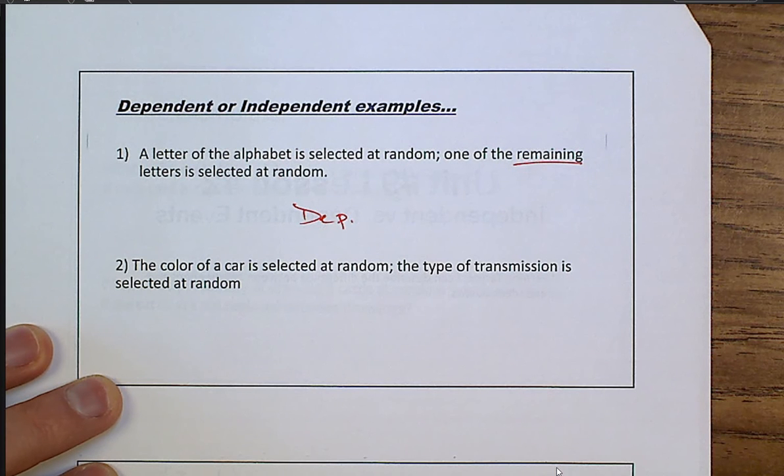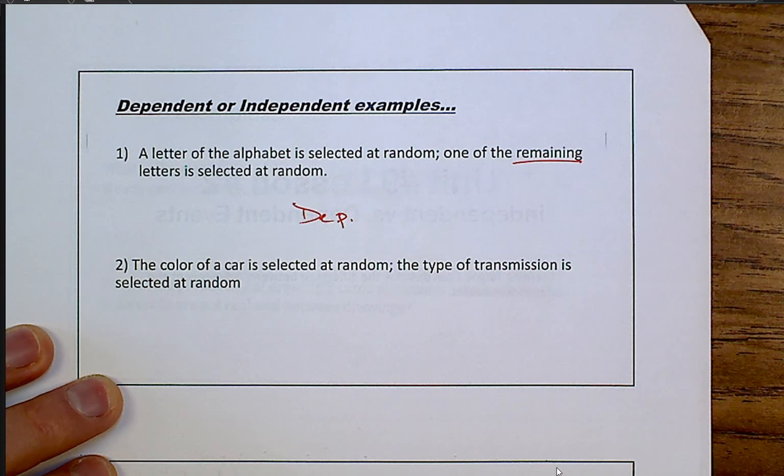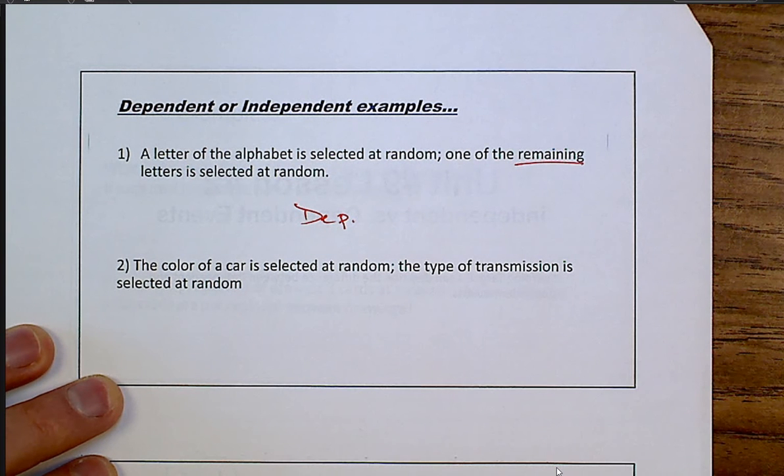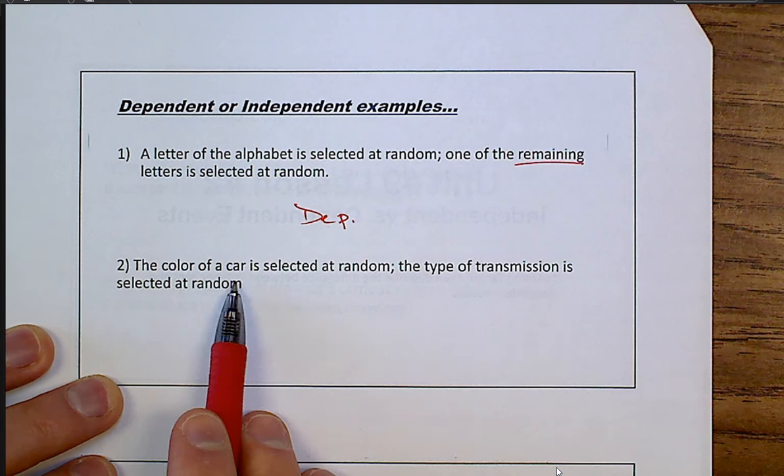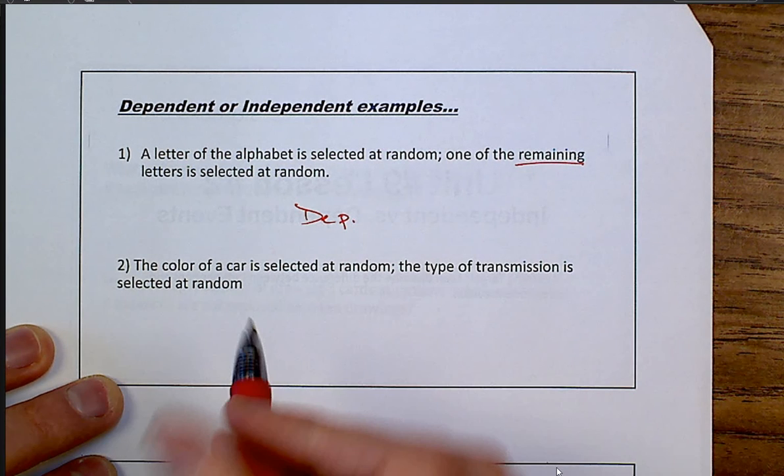Number 2: the color of a car is selected at random. The type of transmission is selected at random. Those two things have nothing to do with one another. The color of the car has no correlation or effect on the transmission, so that would be independent.